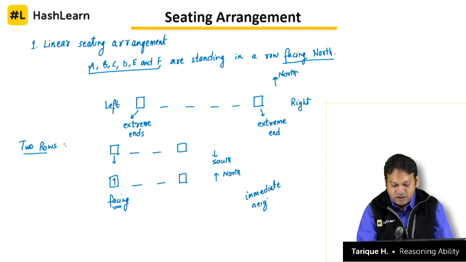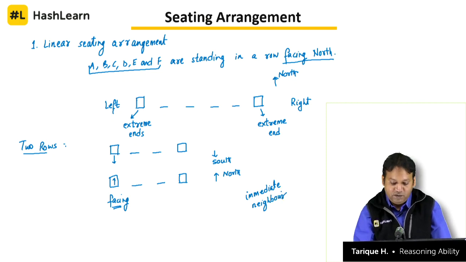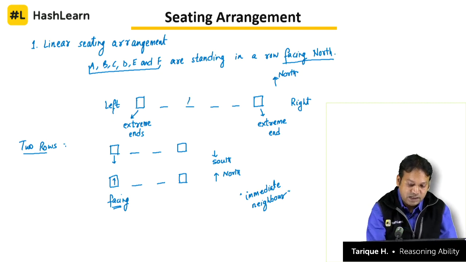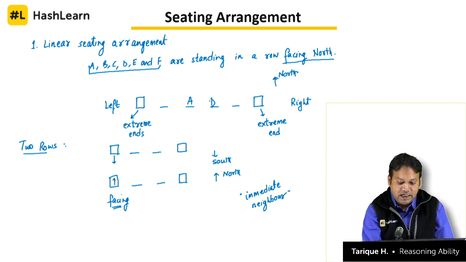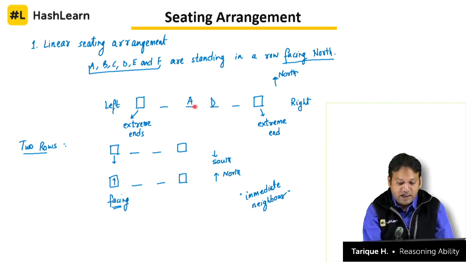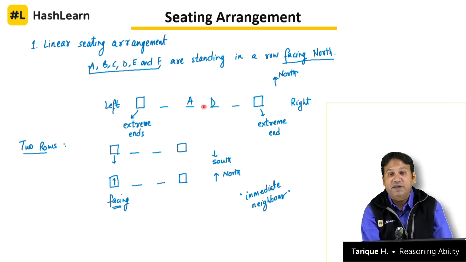Now it's quite simple to understand. The word is self-explanatory, but what is the meaning of the word immediate neighbor? Let's understand more in the context. Let's say person A is here and D is here. Then we can say that A is an immediate neighbor of D. You can see that A is right next to D, immediate left of D, and D is immediate right of A. So you can say that D is an immediate neighbor of A.